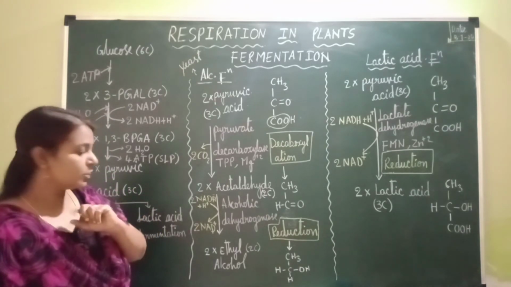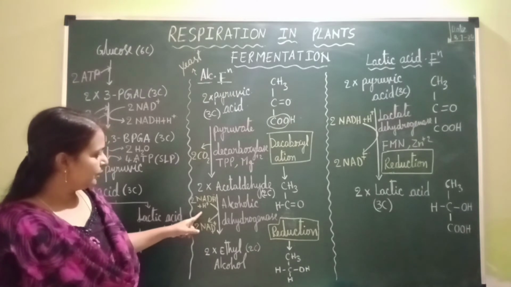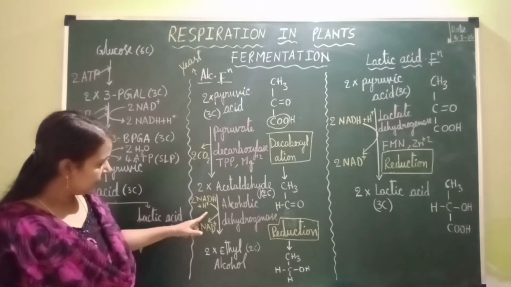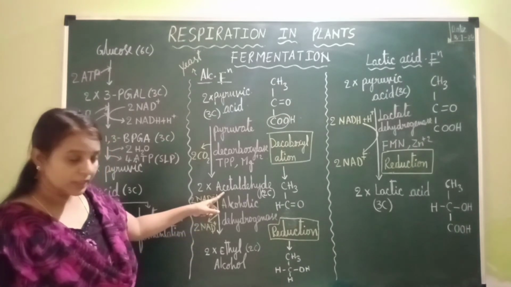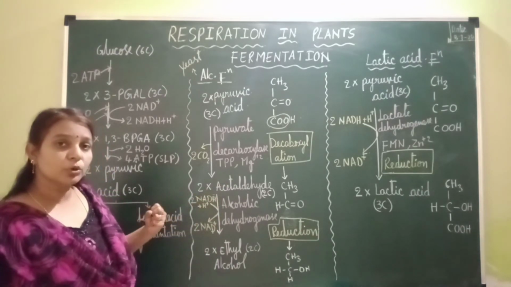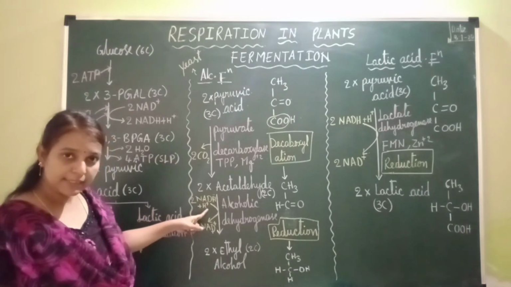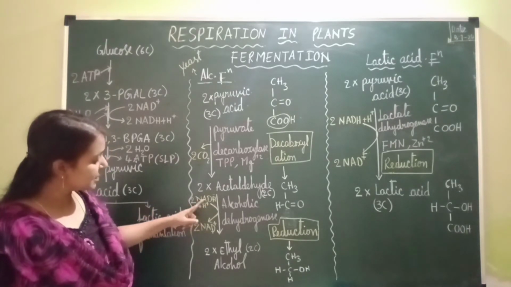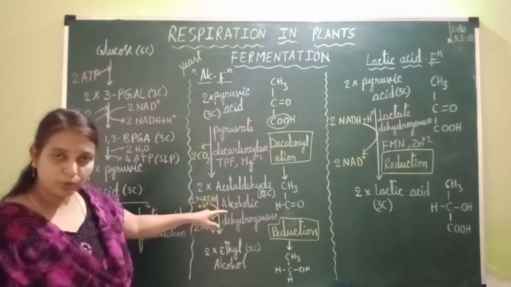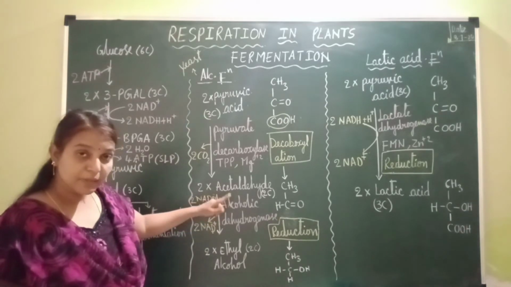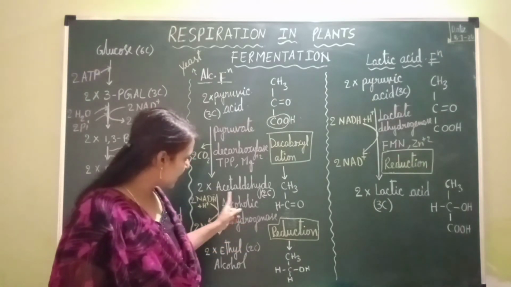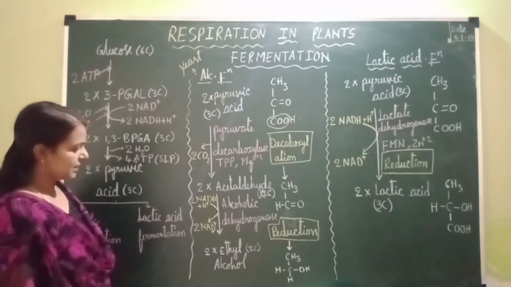So these protons and electrons are donated by NADH. So 2 molecules of NADH undergo oxidation into NAD plus by donating protons and electrons to acetaldehyde. So that acetaldehyde is reduced into ethyl alcohol by receiving protons and electrons, whereas NADH plus H plus, by donating 2 protons and electrons, has been oxidized into NAD plus. And this reduction step is catalyzed by the enzyme alcoholic dehydrogenase.